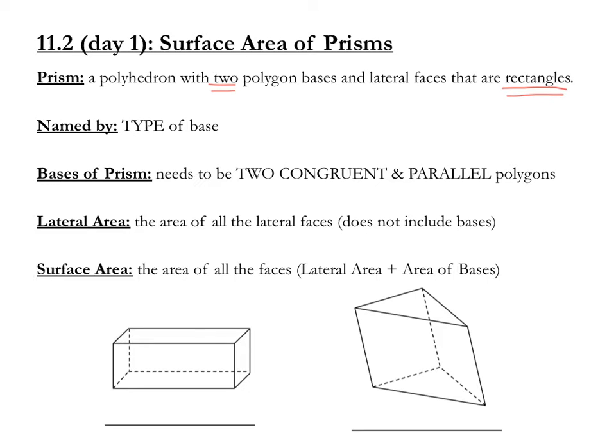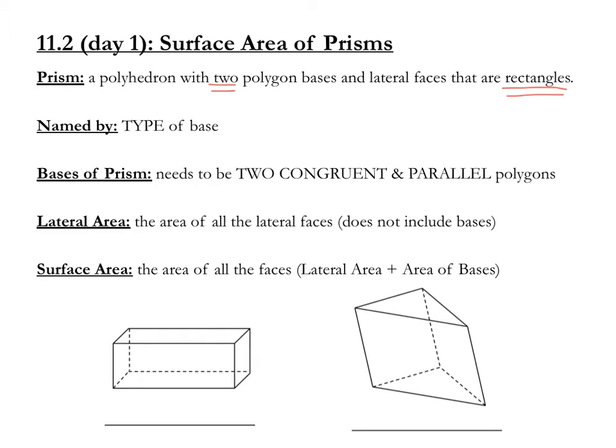The lateral area would be the area of all the lateral faces, which means we're not including the bases. That would be all the rectangles. And then the surface area is really what our goal is today. The surface area is the area of all of the surfaces, so all of the faces, which is the lateral area plus the area of the bases.